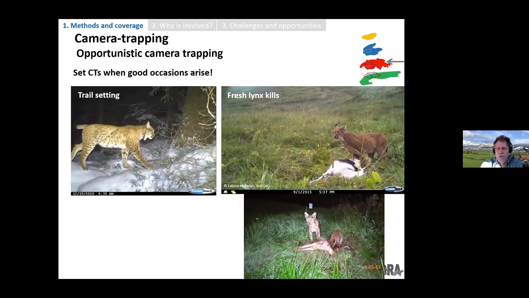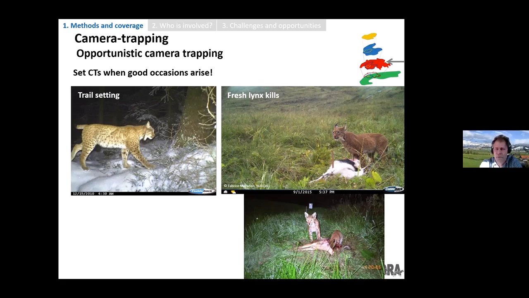Then I come to the opportunistic camera trapping. What do we mean by opportunistic camera trapping? It is that you set the camera trap when a good occasion arises. The good occasion is really when you find a fresh lynx kill. We know that the lynx come to feed for several nights. If the kill is fresh, they come to the kill up to 5 nights. You can get some information also about reproduction, as in the picture below. And also, you can collect some information about lynx that are stock raiders. And maybe you know we have a Swiss lynx concept, and there are some management criteria for when a lynx can be removed if it causes too much damage to livestock.